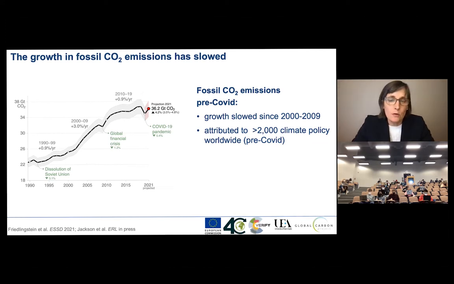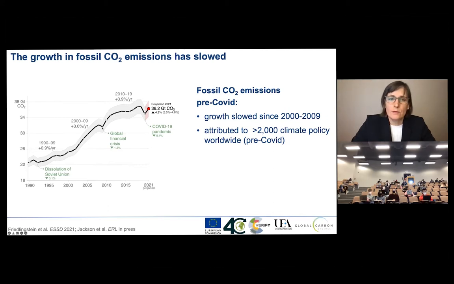I'm now going to first comment on the pre-COVID emissions. So what you see here is a time series, so evolution with time of the emissions of CO2 at the global level. And it starts in 1990, and we had a period of extremely rapid growth in CO2 emissions, 3% per year over a decade, 2000 to 2009.